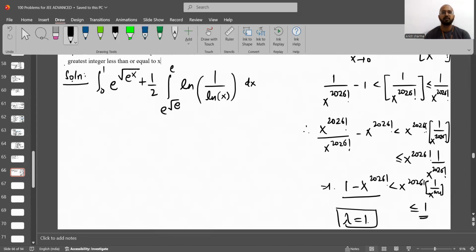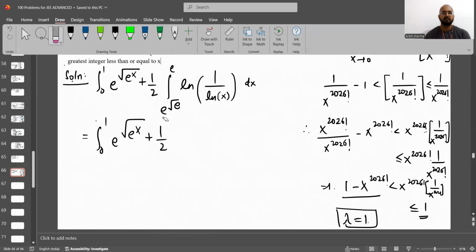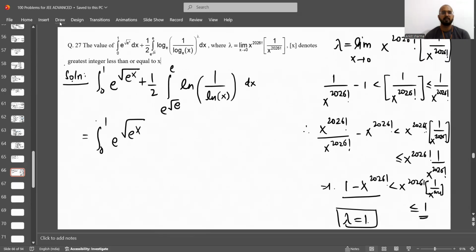Now the question has turned to this. Now this also we can further write down 0 to 1, and then e to the power root of e to the power x plus 1 over t. This ln of 1 over can be written as minus ln of. That means I'll remove this half, and I'll write down minus half. So minus half of integral e to the power root e into e, and then ln of x dx.